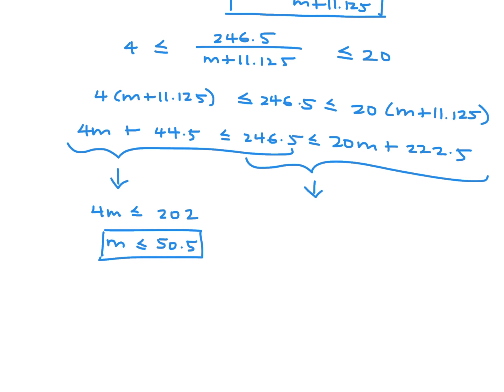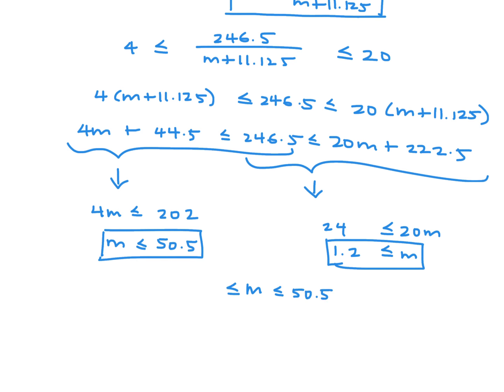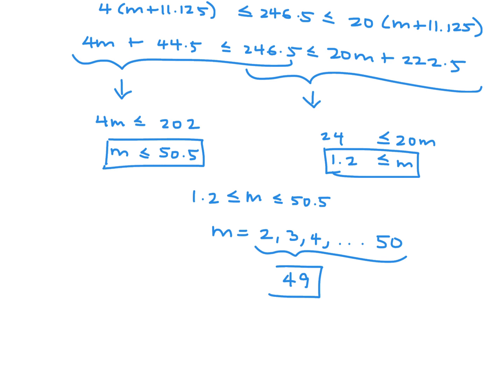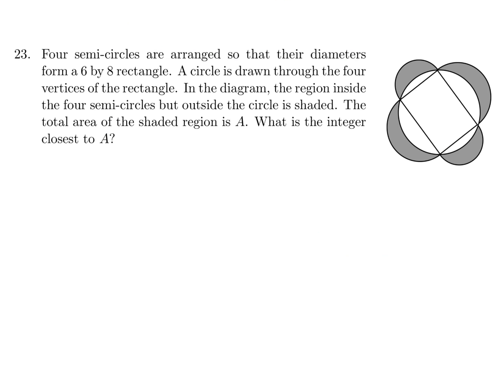For this guy, it'll be 20m is greater than or equal to 24, and therefore m is greater than or equal to 1.2. Okay, so now I'll combine them. It's getting a little confusing up there. So if I combine them, it's going to be between 50.5 and 1.2. And now m has to be an integer, so m is going to be 2, 3, 4, all the way up to 50. And that looks to me like 49 values. So 49 is the answer to this question.